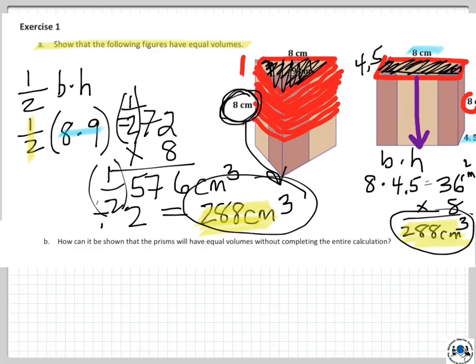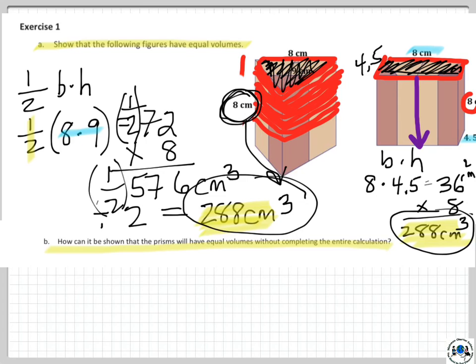Again, simply because we've actually just taken the pieces and rearranged them. If you're going to rearrange pieces on a geometrical figure, you're not going to change the volume at all.